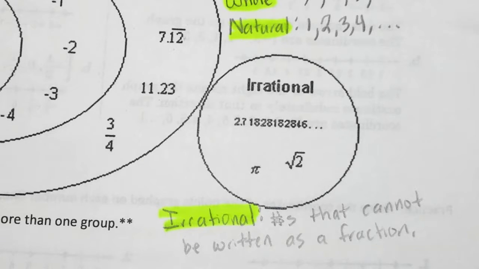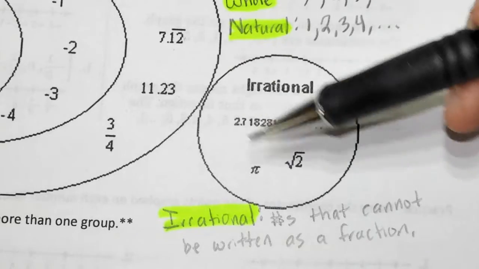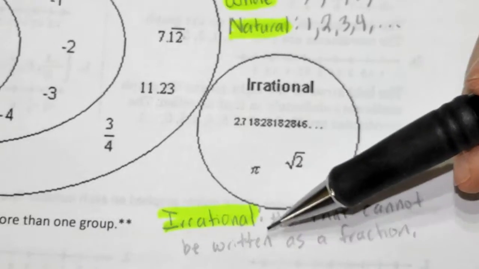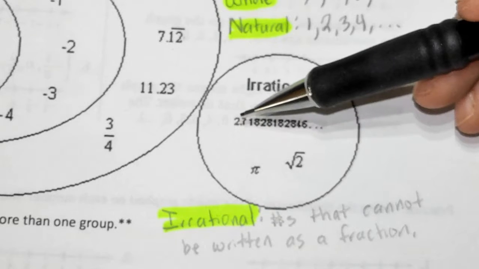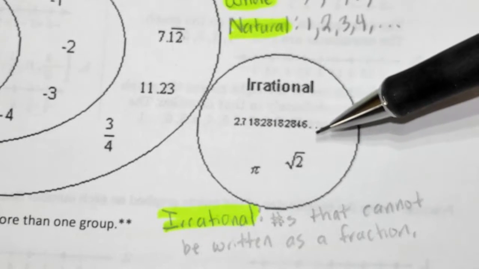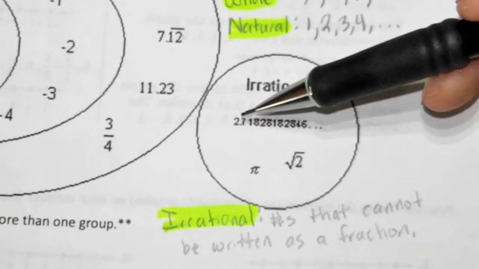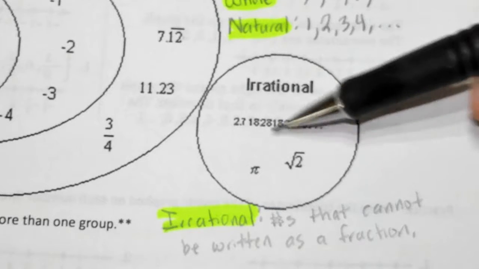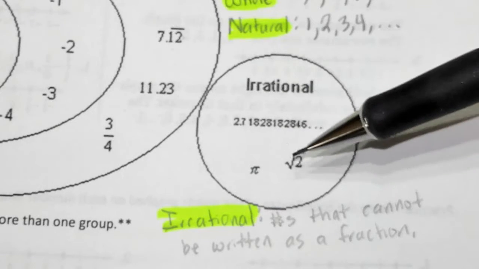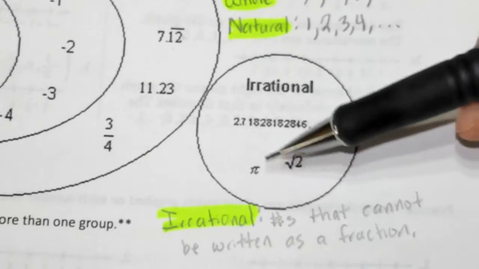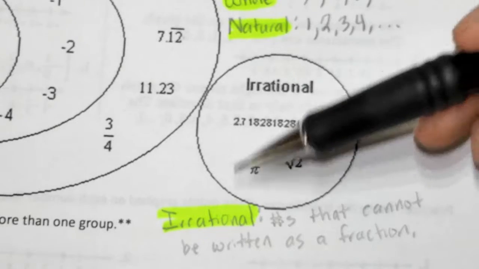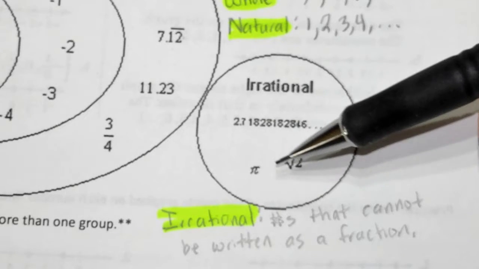Okay, look inside the irrational circle for a second, though. Irrational numbers include numbers that go on forever and ever without a pattern. Decimals that go on forever with no pattern. But notice what else is in here. Pi is in here. We know about pi. 3.14 goes on forever.